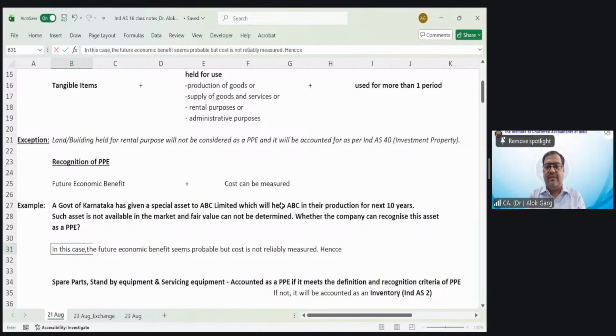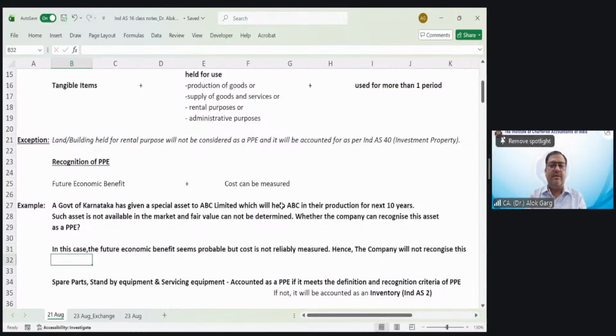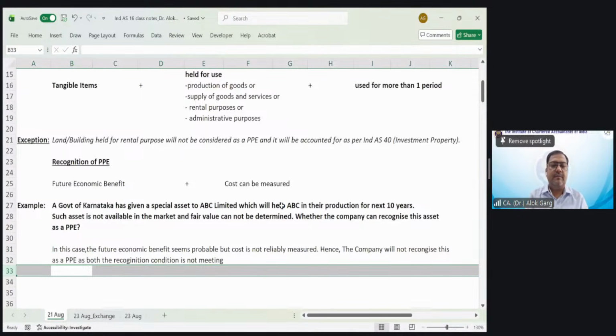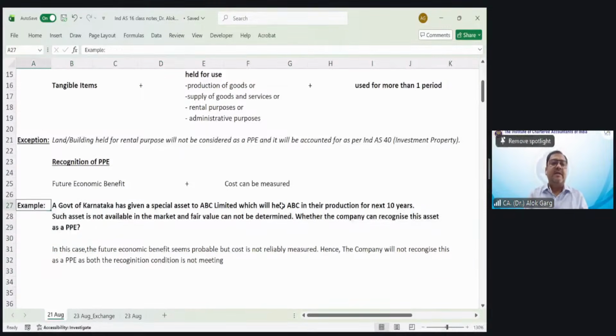Hence, the company will not recognize this as a PPE, as both the recognition conditions are not meeting. Okay, is not meeting, right? Okay, second example, चलो जी second example भी लिख देते हैं.